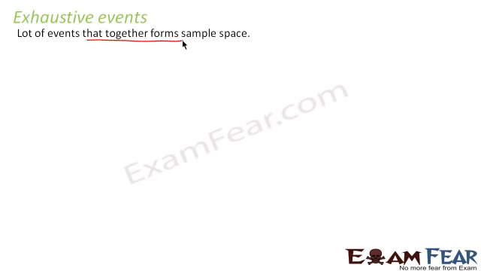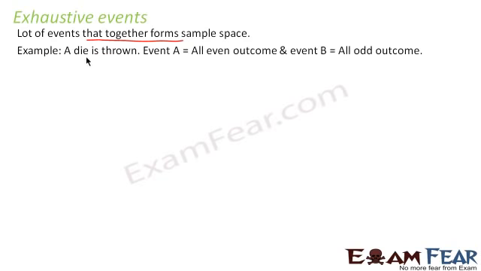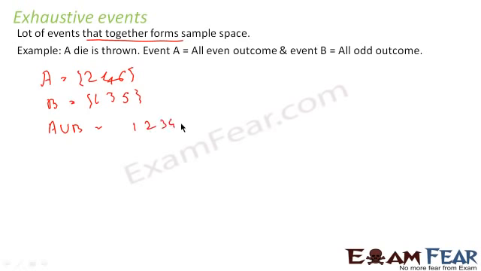Now let's talk about exhaustive events. A set of events that together form the sample space is called an exhaustive event. For example, in a die throw, A is the even outcome 2, 4, 6 and B is the odd outcome 1, 3, 5. If this is the case, when you add A and B, what you get is 1, 2, 3, 4, 5, 6, and this is nothing but the total sample space. This kind of event is called an exhaustive event.